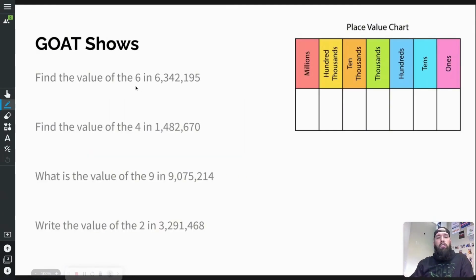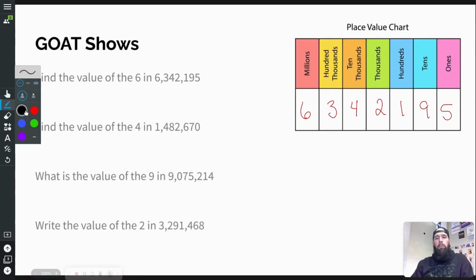Find the value of 6 in 6,342,195. So let's write those numbers out. 6, 3, 4, 2, 1, 9, 5. The 6 is in the millions place value. So let's say that the value of 6 is the millions. Okay, 6 is in the millions.